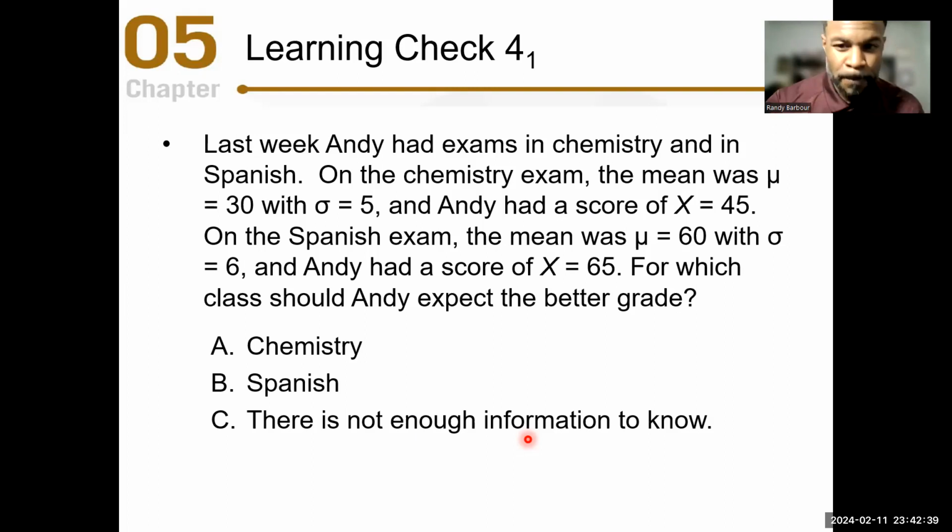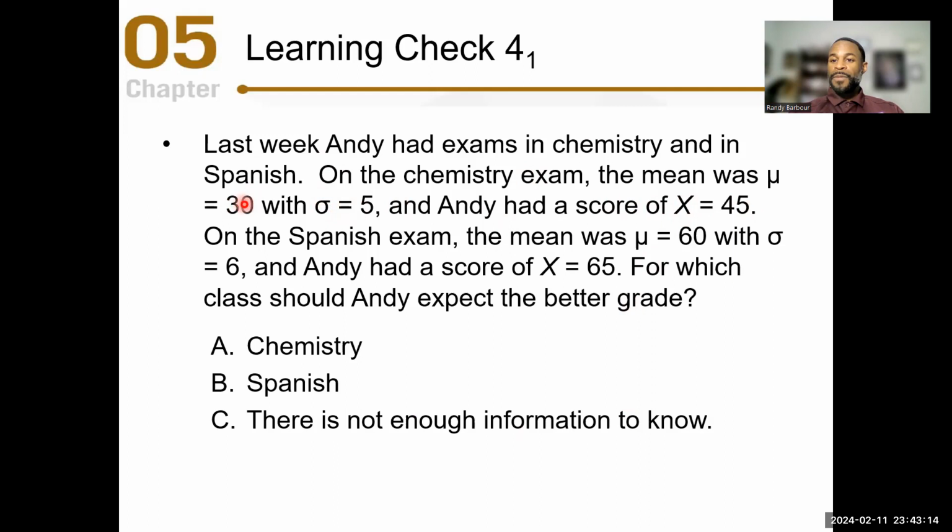Okay, so I'm going to tell you right off the bat, you should not have to do any work. You should be able to look at these and eyeball how these work. So he scored a 45 on his chemistry exam. He has a mean of 30 and a standard deviation of 5. So I automatically know that his score is greater than the average.